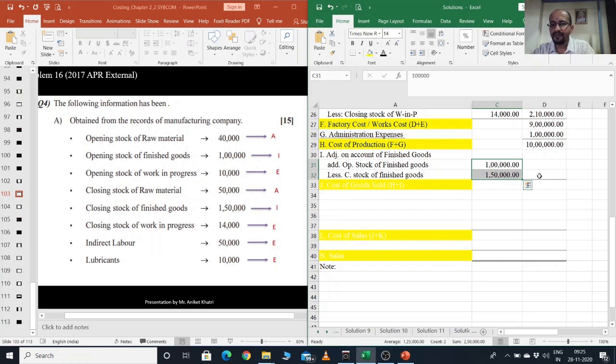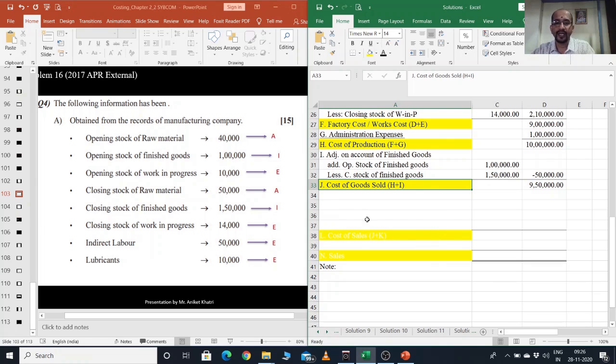Now do the calculation of this. The amount will be minus 50,000, right? So put that amount, minus 50,000, and add this amount. Add minus 50,000 to 10 lakhs. So when you do the calculation, it will be 9,50,000 because the minus sign is there. So this is your cost of goods sold.